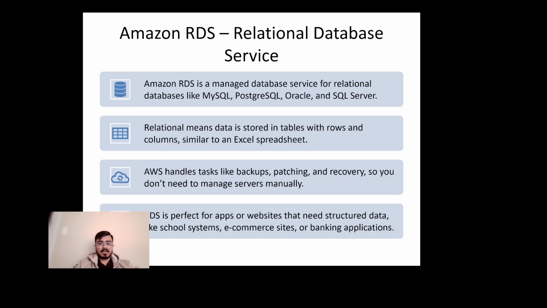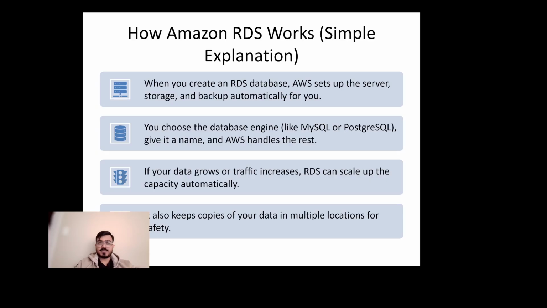So let's see AWS RDS, Relational Database Service. Amazon RDS stands for Relational Database Service. Relational means data is stored in tables, just like an Excel sheet with rows and columns. RDS supports popular database systems like MySQL, PostgreSQL, Oracle, and SQL Server. The best part is that AWS manages it for you. It does all the hard stuff like backups, updates, and recovery automatically. So you just create your database, add your data, and start using it.